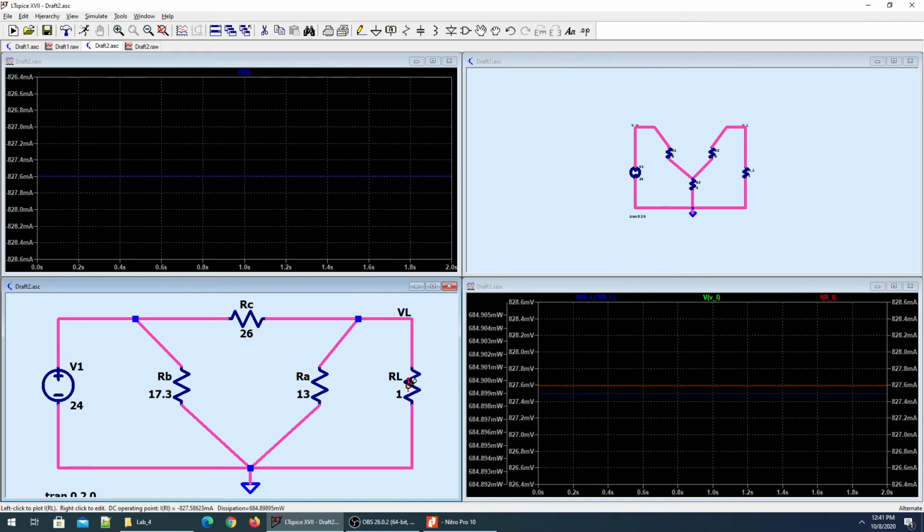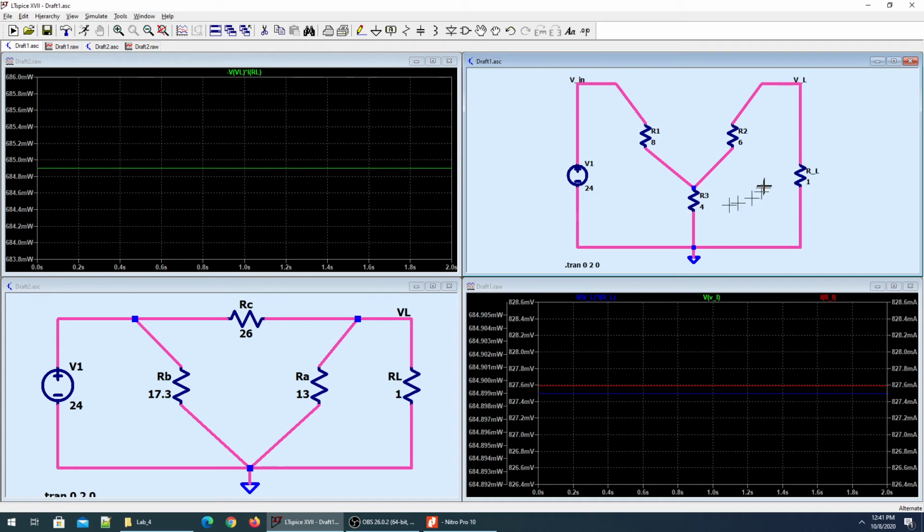And the current is 827.6. You can see here 827.6. And then the power through the resistance is 684.8, 684.899 something. So our conversions work. So if we stick with the convention, then our circuit equivalency works.